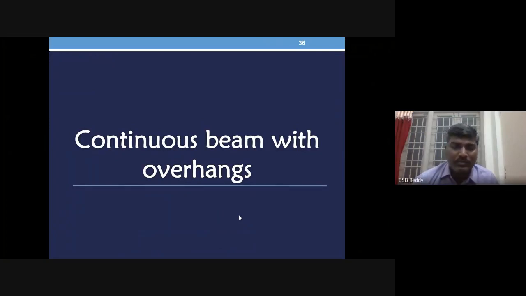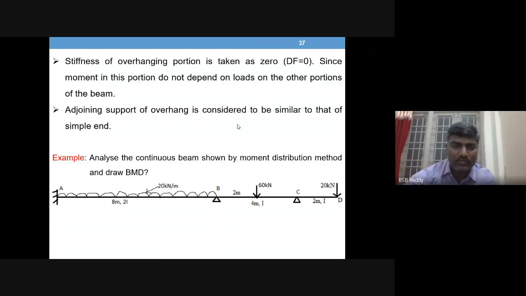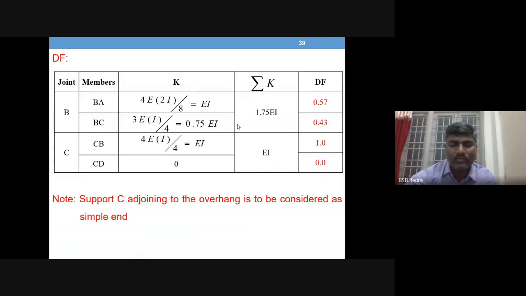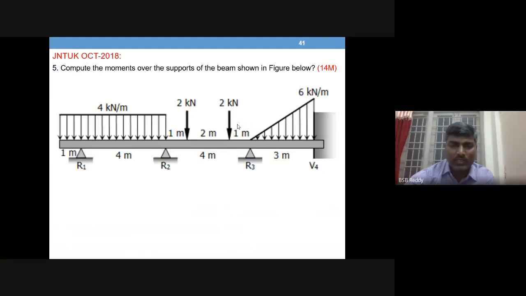Last session, we completed the continuous beam with overhangs. We are in the moment distribution method, unit 4 of your syllabus. So the continuous beam with overhangs was discussed with an example. I'll just quickly run through it.